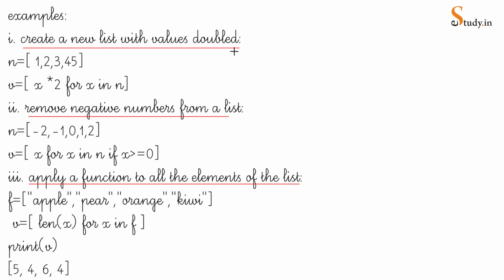First is create a new list with values doubled. So we will simply do it using list comprehension. We have a list here of some numbers 1, 2, 3, 4, 5, and we have to create a new list where the elements of this list are doubled. So we will do it using this comprehension. We can say x into 2 for x in n. So this is how we can do it.